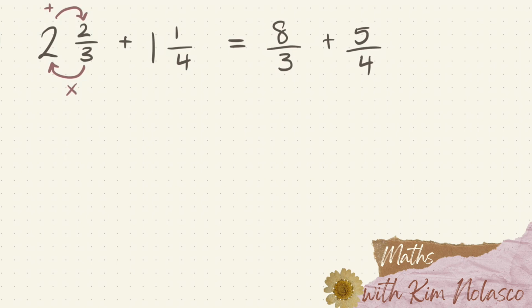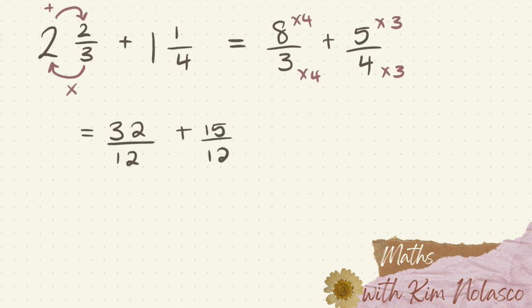Now we're going to follow the steps that we did before. So I'm going to make my denominators the same. And then we're going to work it out. So we have 8 times 4 is 32, 3 times 4 is 12, 5 times 3 is 15, and then 4 times 3 is 12. Now adding these two together gives me 47 over 12.